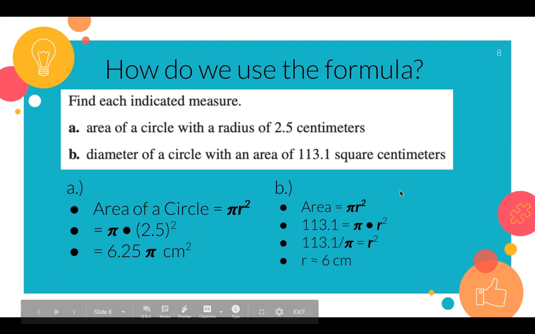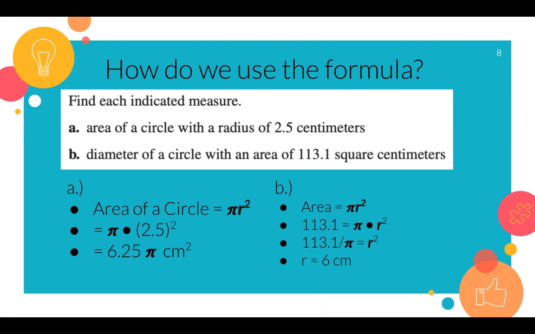And are we done? Did we answer the question? Nope. Go back and read the question. It asks for the diameter. So given the radius, how do we get the diameter? We just double it. So the diameter is approximately equal to 12 centimeters.